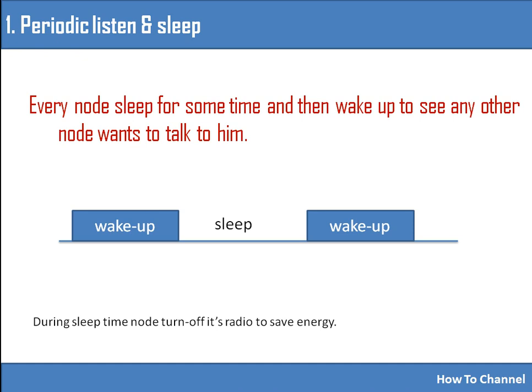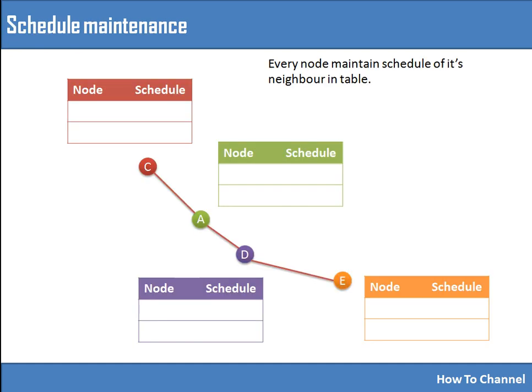So during sleep time every node will turn off its radio and save energy, and their lifetime will be increased. Now the question is, if a sender wants to send something to another node, and that node is sleeping, how would the sender know whether the receiver is sleeping right now or not? In order to solve this problem, as the next part of periodic listen and sleep, every node shares their schedule of when they are going to sleep and when they will be active. They also store the schedule of their neighbors as well.